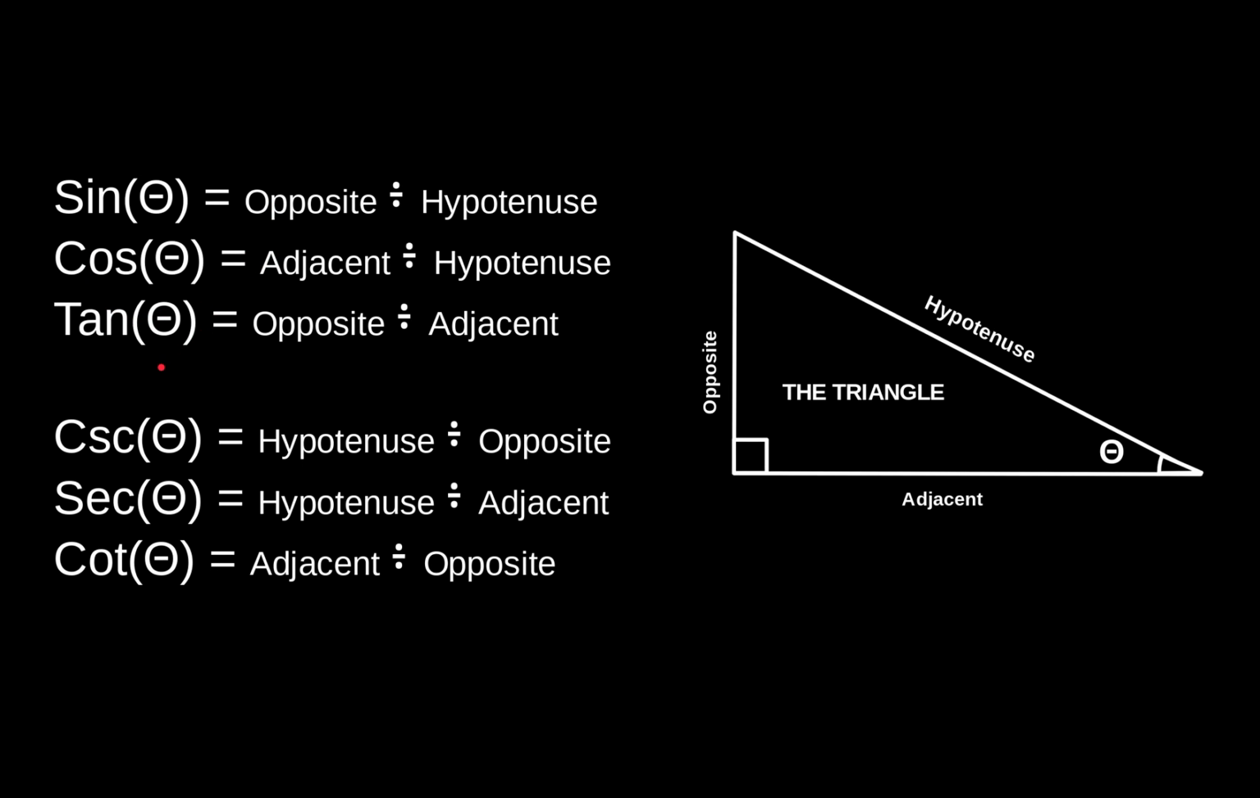Now we have the reciprocals. Cosecant is hypotenuse over opposite. This is the reciprocal for sine. Secant is the reciprocal for cosine, which means hypotenuse over adjacent. And cotangent is the reciprocal for tangent, adjacent over opposite. And I just put the triangle over here so you can see.